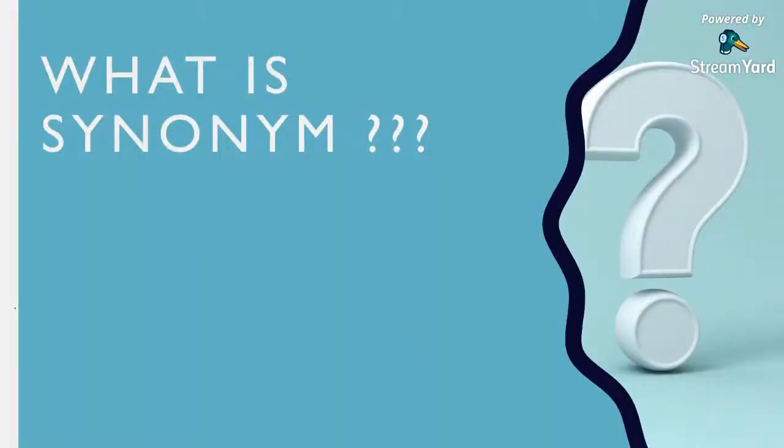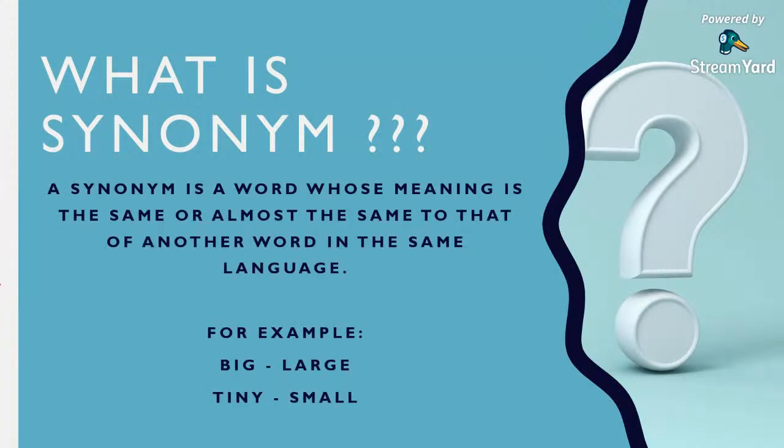Now we're going to discuss synonyms and antonyms, the main part. See, what is a synonym? A synonym is a word whose meaning is the same or almost the same as that of another word in the same language. For example, big and large, both are the same. Tiny, small, little, all have the same meaning. Different words but having the same meaning are called synonyms.